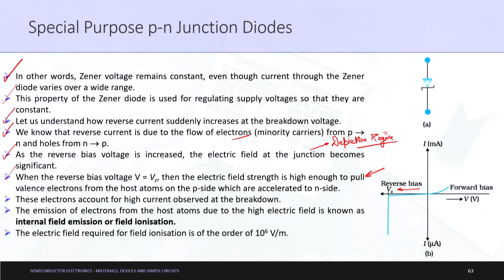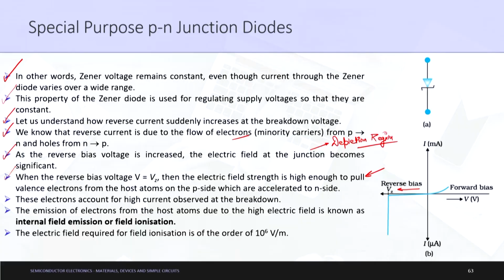So, when the reverse bias voltage V is equal to Vz, the electric field strength in the depletion region is high enough that it pulls the valence electrons from the host atoms on the p side. There are host atoms on the p side with valence electrons, and the field attracts them and accelerates them to the n side. These electrons account for the high current observed at breakdown. That is how you can observe this current being formed here. The emission of electrons from the host atoms due to the high electric field is known as internal field emission or field ionization. That is the name given to the process.